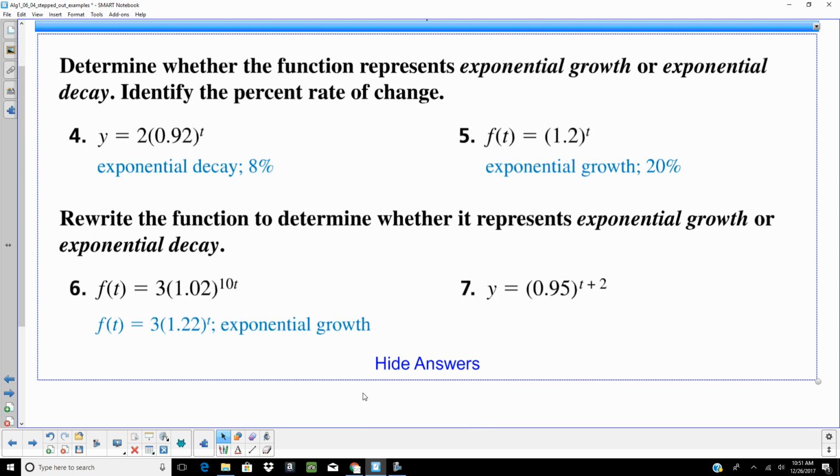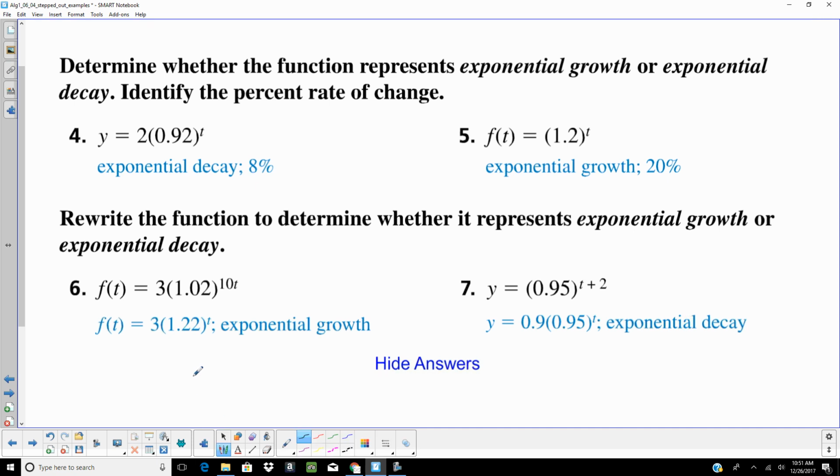Here, you have to think of that as 1.02 to the 10th to the t. Again, you're going to be separating those out. I didn't mean to say plus there. It's a power of a power. You multiply it on the inside. Sorry about that one.